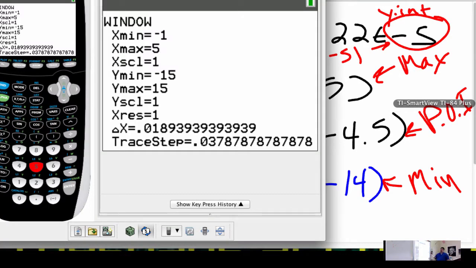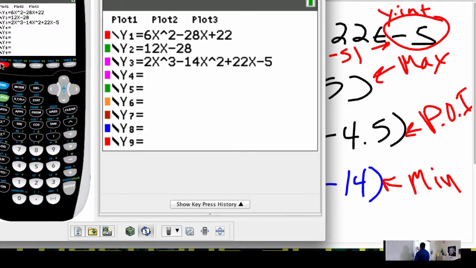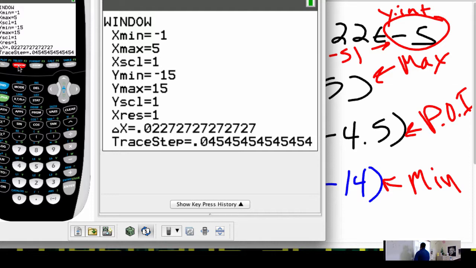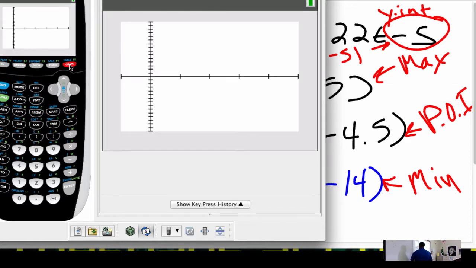So I'm setting up my graphing calculator from -1 to 5. Now if we look at the y values, I go from 5 to -14. So I'm going to say -15 to 15. Is that okay for y? All right. So now, that looks good to me. Let's see. Is that, yep. Yeah. So now I purposefully turn the graph off.